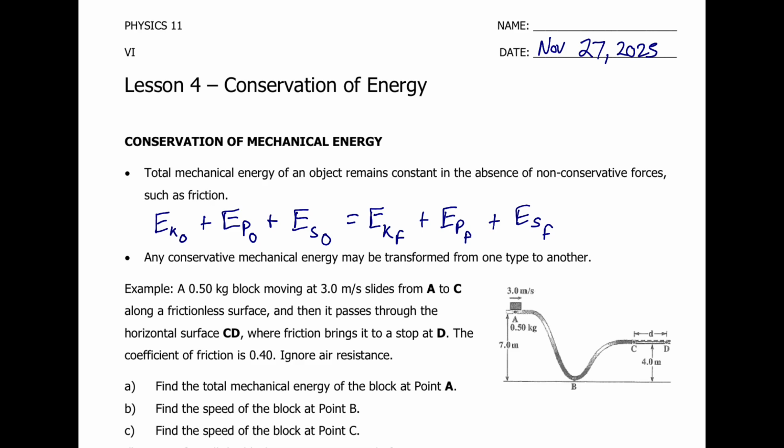In the absence of non-conservative forces such as friction. So friction doesn't transfer heat. Friction just makes heat. You can't transfer that into something else. You can't store the friction energy and use it later. That's not useful. That's why it's called non-conservative.